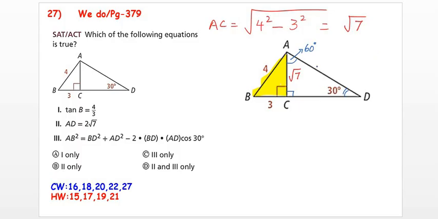What happens in this case, that the hypotenuse is always double the shortest side. Now if I highlight this triangle for you, in this triangle AC is the shortest side, which is square root 7. Right? So how can you get AD? It's going to be 2 times this. So it will become 2 square root 7. Now the first one was wrong because tangent B, this ratio, is not equal to 4/3. But the second part is correct.